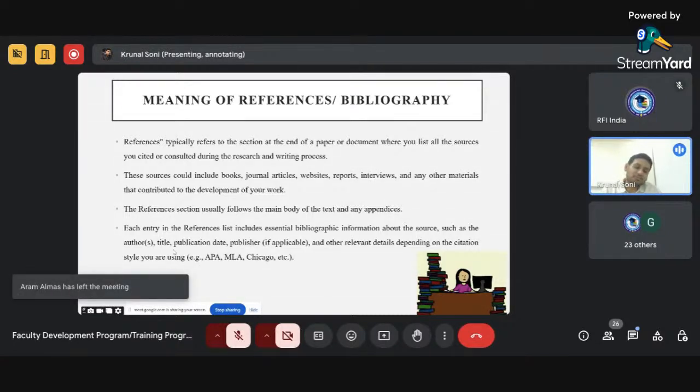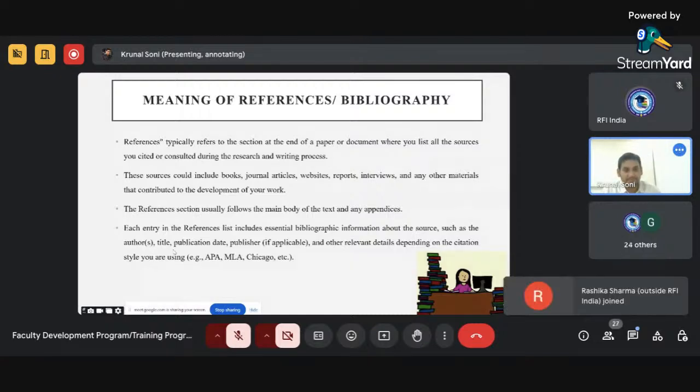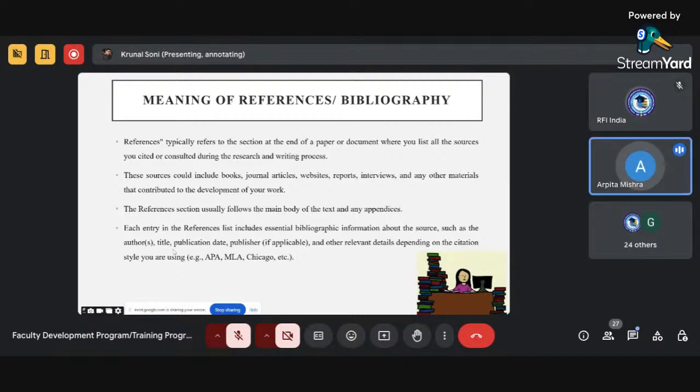The reference section usually follows the main body of the text and any appendices. So what the reference section says is that it contains the main body of the text. What is the main body of the text? Can anybody answer what is the meaning of this main body of the text? What is it? It's IMRD, that is Introduction, Methodology, Result, and Discussion.